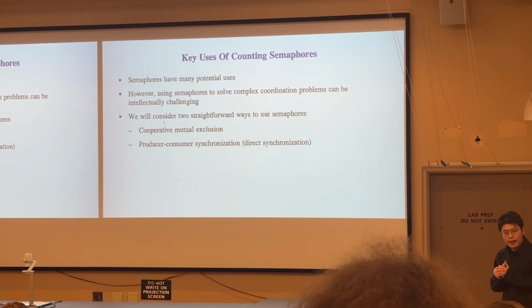Usages of semaphore we already explained. You can use it to protect critical regions. You can also use it for producer-consumer synchronization, like in that I/O scenario.